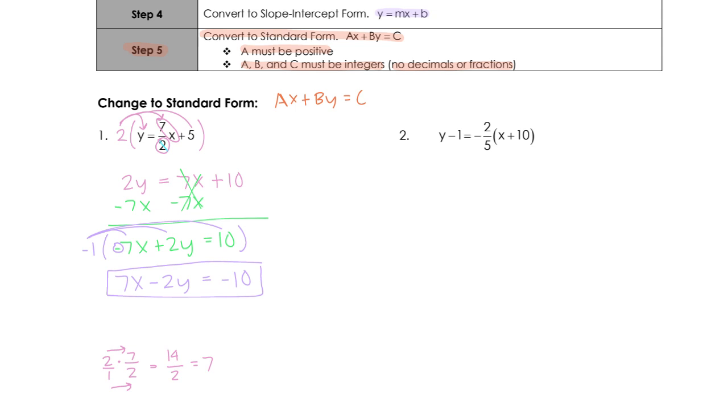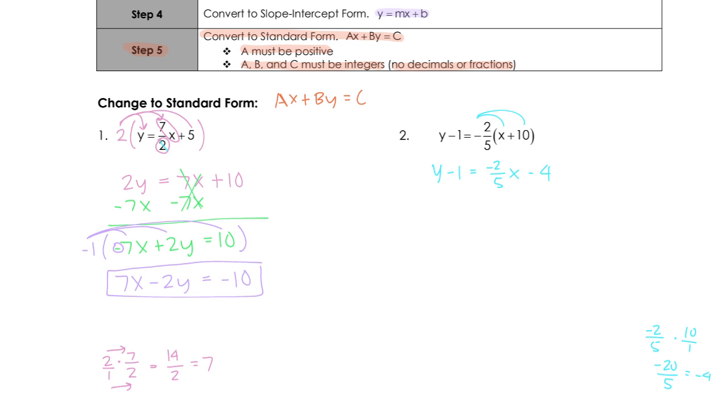So in order to convert to slope intercept form, we need to distribute first. So we have y minus 1 stays the same. Negative 2/5 times x is just negative 2/5 x. But then we have, I'm going to do it over here, negative 2/5 times 10 over 1. So then this would give me negative 20 over 5. This gives me a negative 4. So then we're going to put minus 4 here.